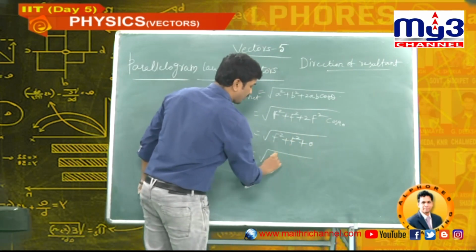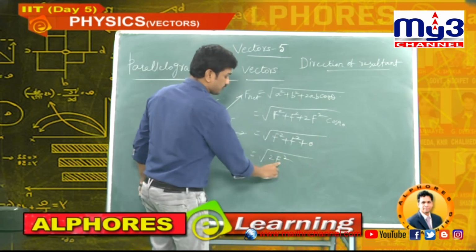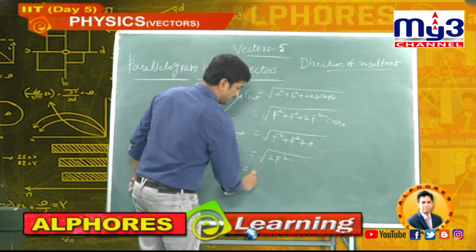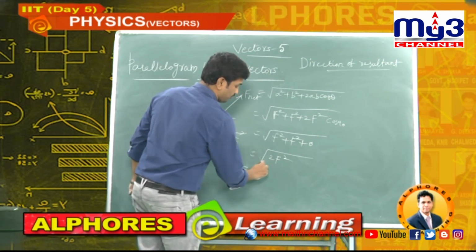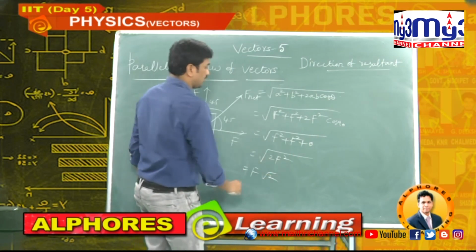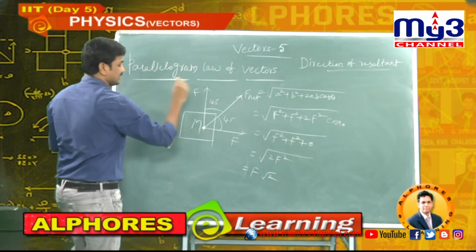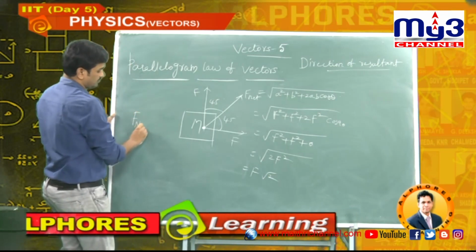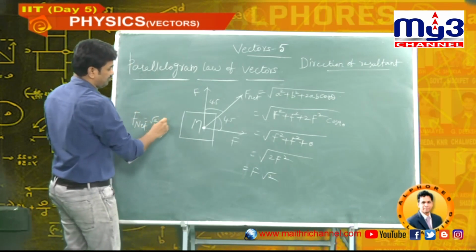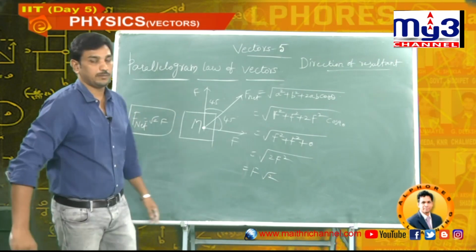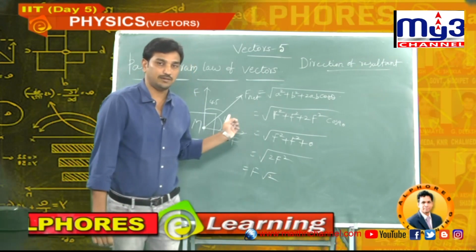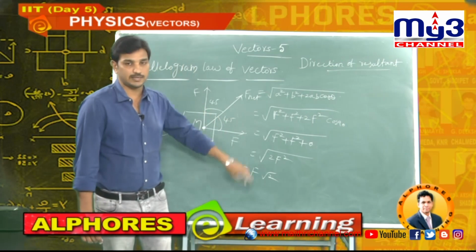Now F square plus F square, cos 90 is 0, 0 into 2F square is 0, so root over F square plus F square, 2F square. F square you bring out, F. Now we have remaining root 2. Now the net force acting here is root 2 F. You should remember this point. Directly we will use this point in the numericals.